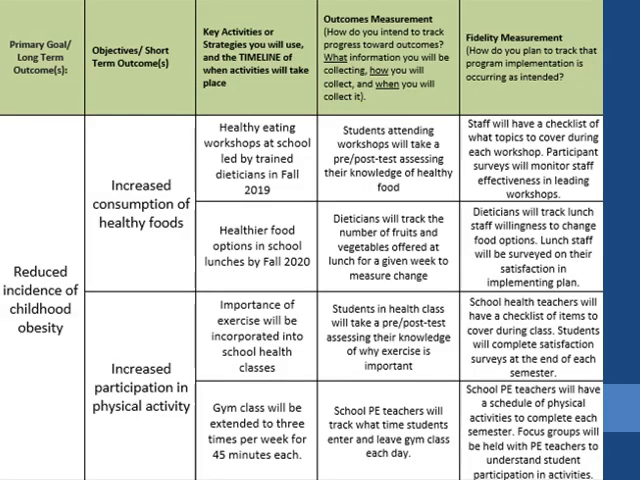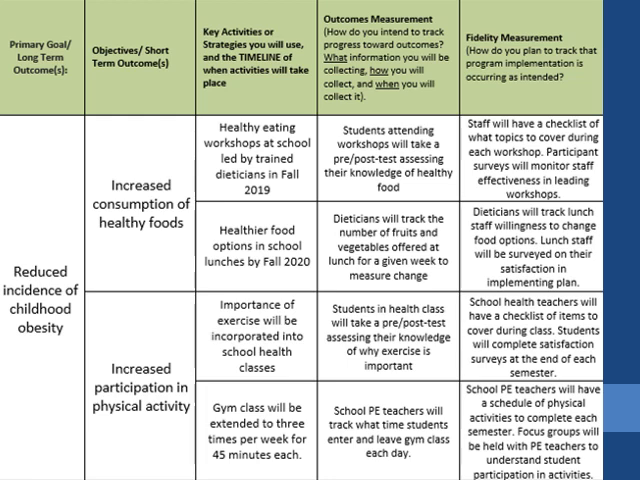And here is an example of worksheet number 2. This is posted on Canvas. If my long-term goal is to reduce childhood obesity, short-term goals could be increase healthy foods and increase physical activity. So I have key activities that I'm going to be doing. You can see that you need 1 long-term goal and 2 short-term goals. For each short-term goal, you need to have 2 activities, 2 outcome measurements, and 2 fidelities, okay?